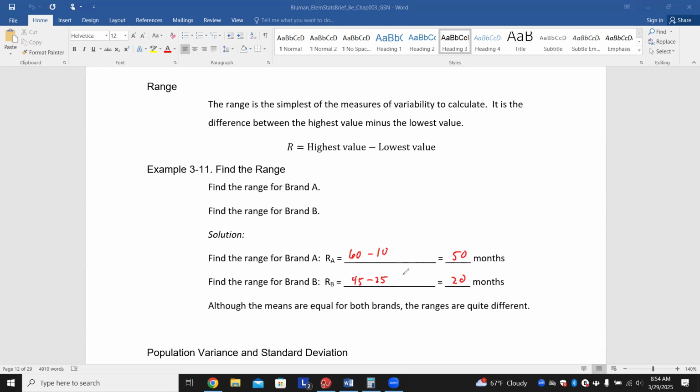I know what I'm going to get. It's going to average between 45 and 25, but in brand A, I could get a really good paint or not so good paint. So we can see the variability of our data there.